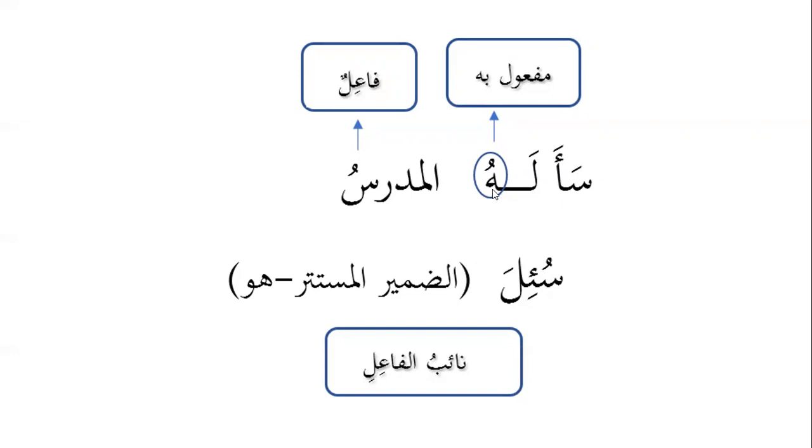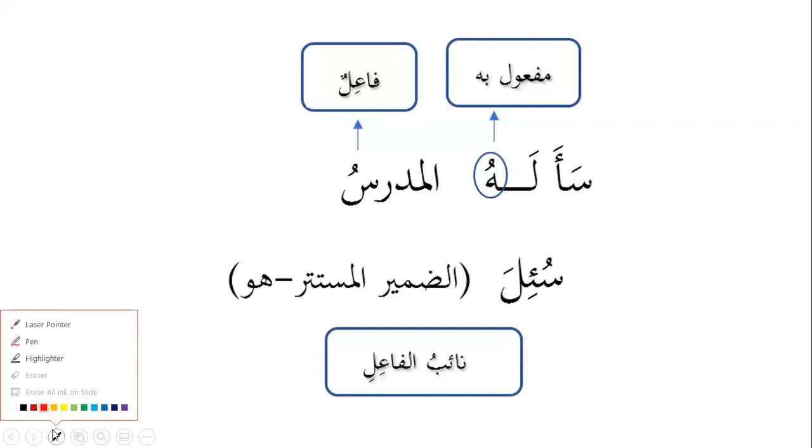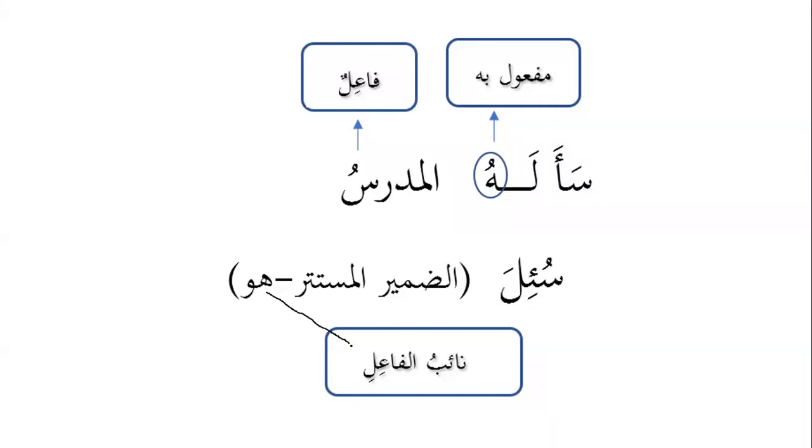Now, what is مفعول به? Who? Which is the attached pronoun. Now, when the attached pronoun becomes naibul fa'il, how are we going to use it? So what happens here now? Here, as we can see, it becomes su'ila, he was asked. Naibul fa'il is basically huwa, and huwa is called ad-damiru al-mustatiru, yani the hidden pronoun.